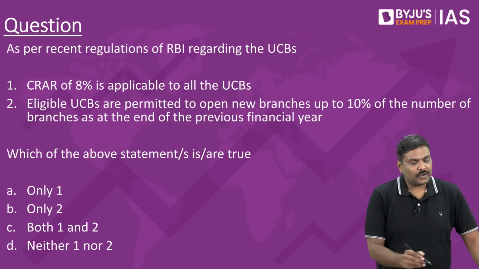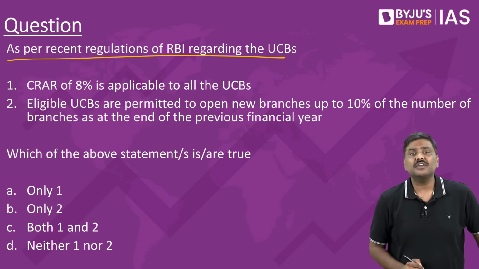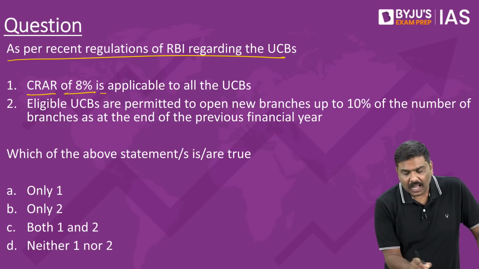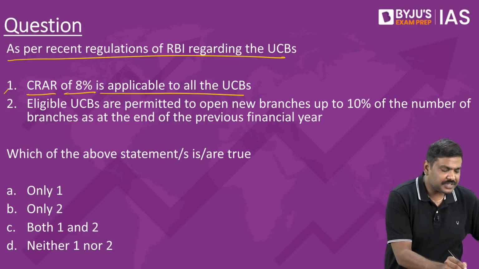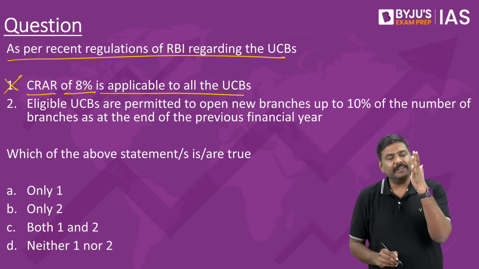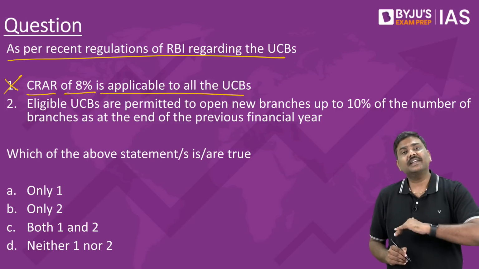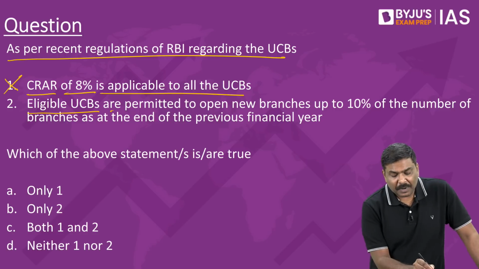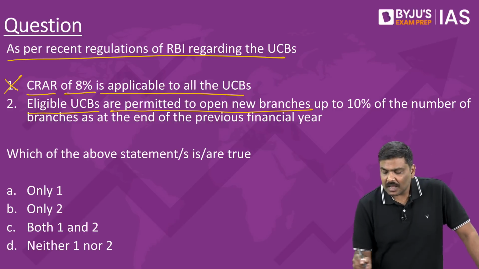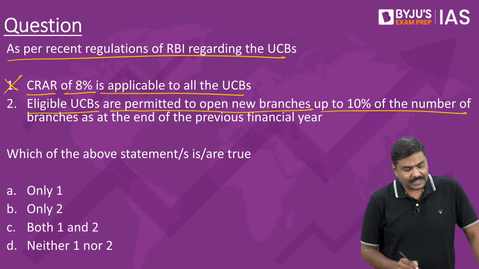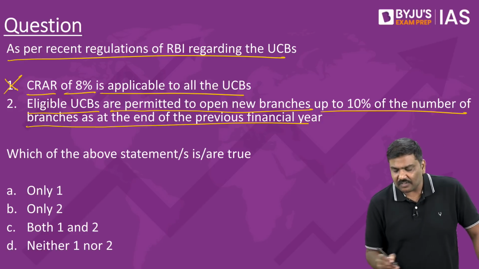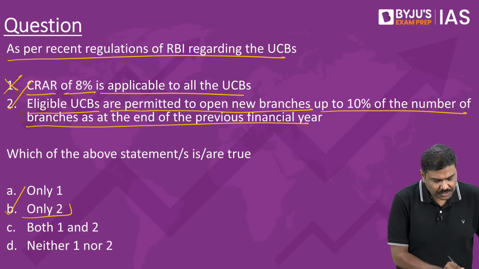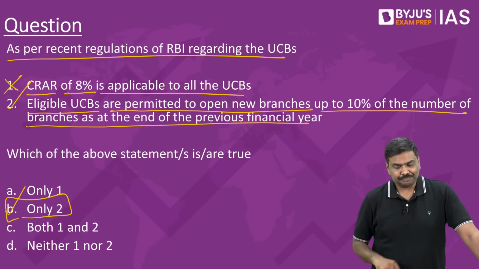Now, based on this, I have given a question. As per the recent regulations of RBI regarding UCBs, CRAR of 8% is applicable to all the UCBs. Statement 1 is wrong. It is 9% for tier 1. For the rest, it is 12%. Eligible UCBs are permitted to open new branches up to 10% of the number of branches as at the end of the previous financial year. Statement 2 is correct. The right option for the question is option B, only 2.